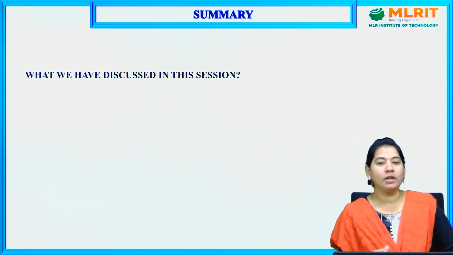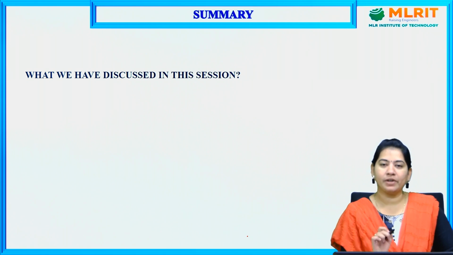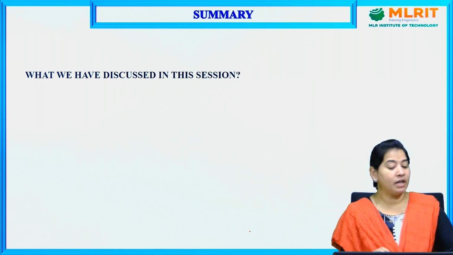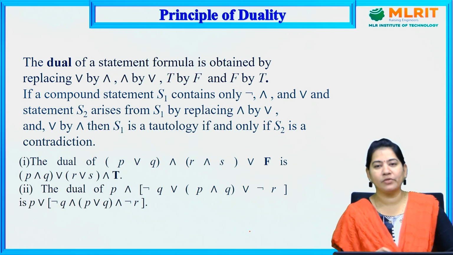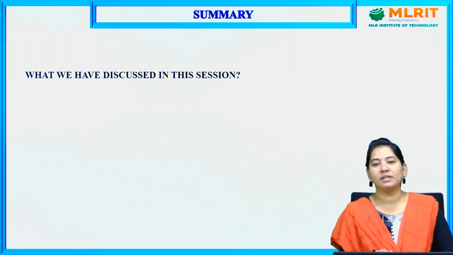So what we have discussed today is what is meant by a logical proposition, what is logical implication, the definition of logical implication, and we have seen 3 examples. For each and every condition we have discussed one example by constructing the truth table, and we have also discussed the principle of duality. So this is about our session. By this we'll end the session. Thank you.